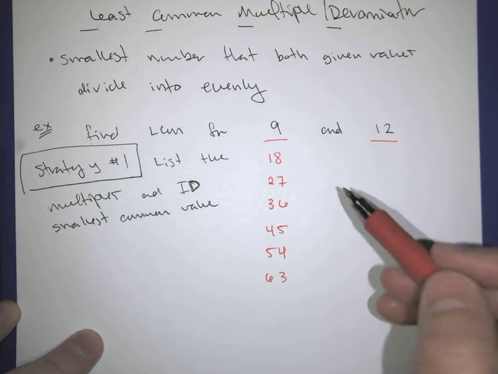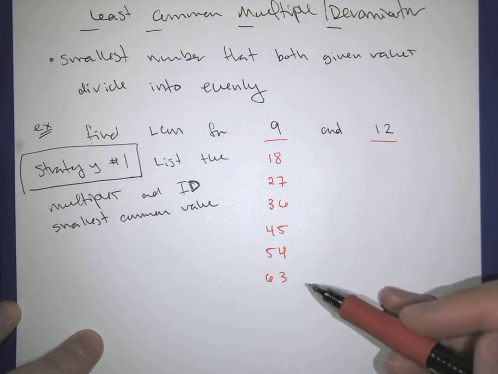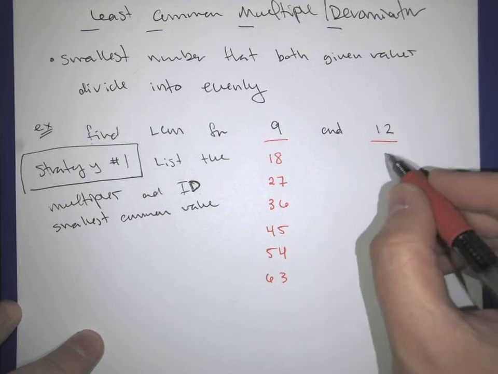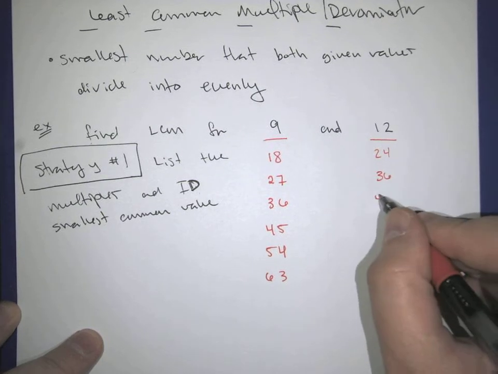So 9 times 12 for us would be 108. So I know 108 is there. The hope is we can come up with something that's smaller than that. So let's see. Our multiples for 9: 18, 27, 36, 45, 54, 63. We could keep going if we need to. For 12, so what do we got? Well, times 2 is 24, times 3 is 36, 4 is 48, right?